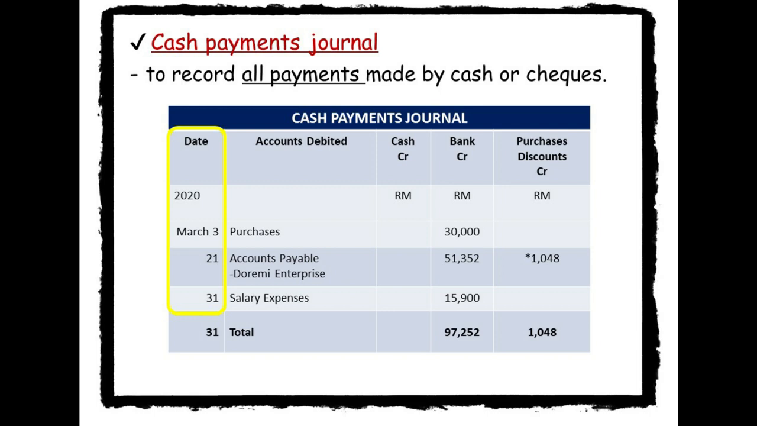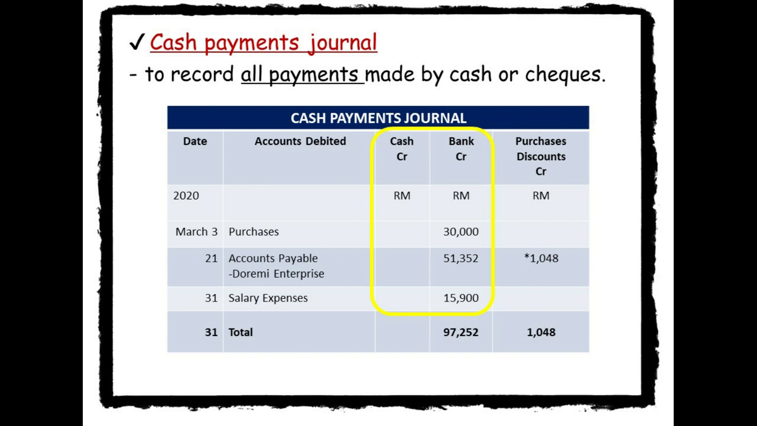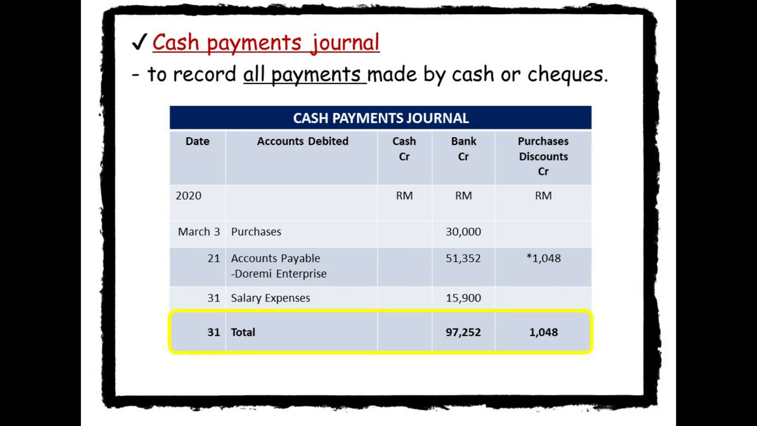Next, we will look at the format of cash payments journal. It is used to record all payments by cash and checks. At the first column, we are going to record the date of transaction. Then, in the account debited column, we would write the title or name of the account that is debited in the ledger as a result of cash outflow. In the cash column, the amount of cash paid is entered, while in the bank column, the amount of check paid is entered. In the purchases discount column, we record the amount of purchases discount that is given by creditors or suppliers. And lastly, we would sum up the amount of transactions at the end of the month.